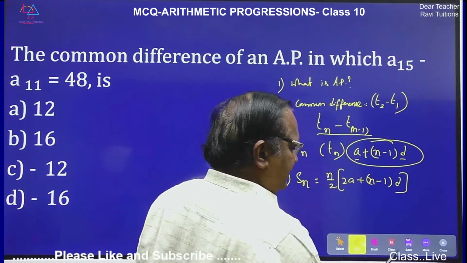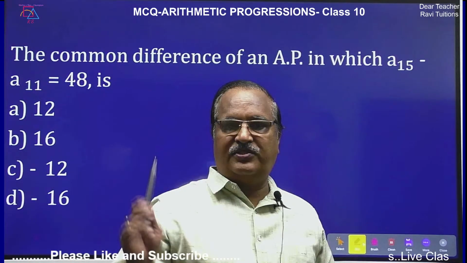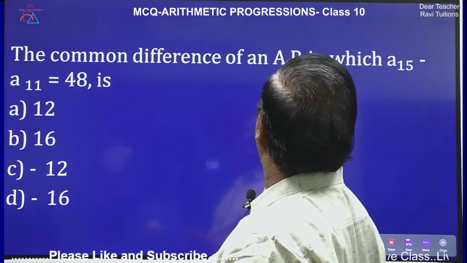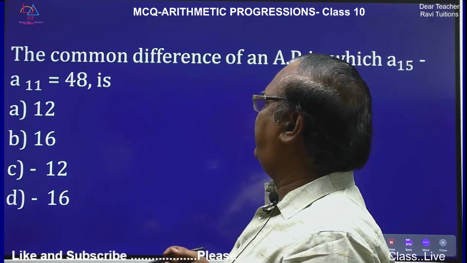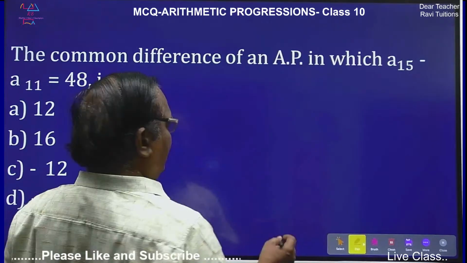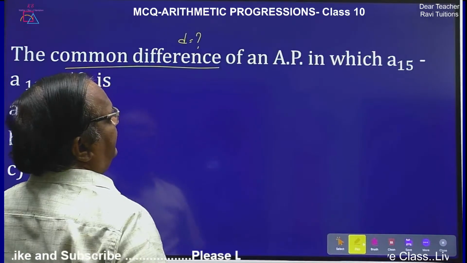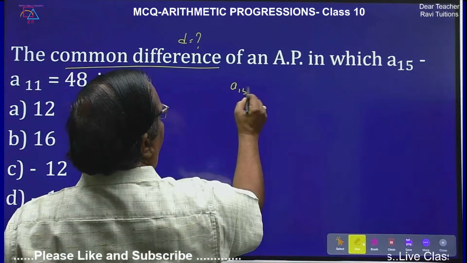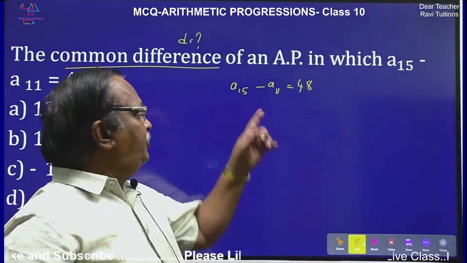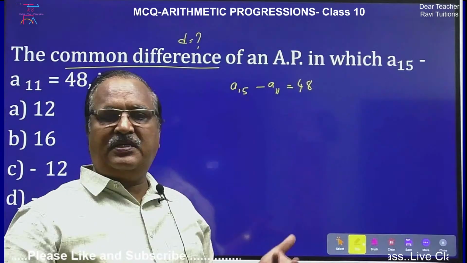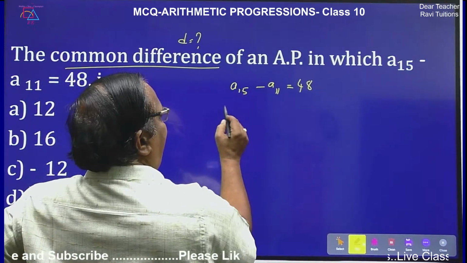So let us try solving MCQ questions. The common difference of an AP, in which A15 minus A11 is equal to 48. So here the common difference is asked. That means D is equal to question mark, in which A15 minus A11 is equal to 48. So using this condition, we should find out the common difference D.